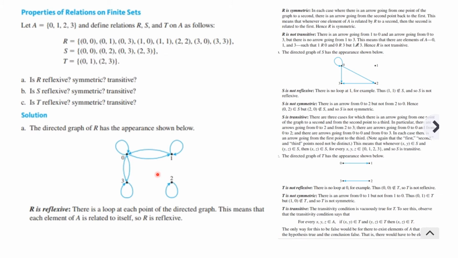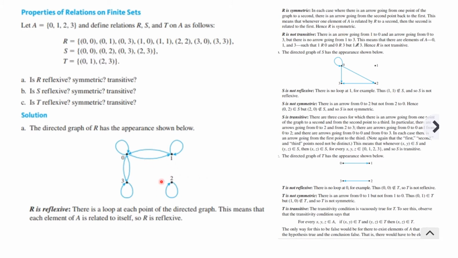In this case, it's probably easiest to talk about a digraph of R, and so the digraph of R looks like this. Now you can tell it's reflexive right away because there are loops on each of the vertices. It is symmetric. In each case where there is an arrow going from one point of the graph to a second, there's an arrow going back to the first. This means that whenever one element in A is related by R to a second, the second is also related to the first. Hence it is symmetric.